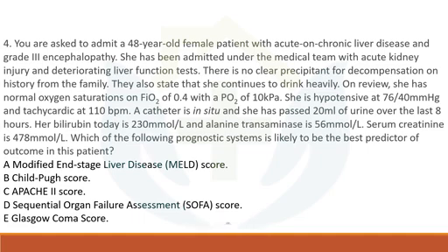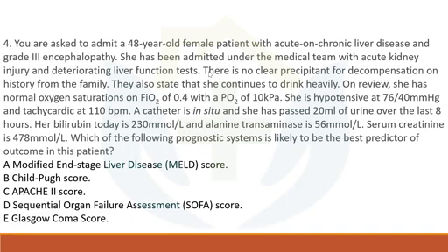Okay, so in this question, the most important part of the whole story is the last line. What is the last line? Which of the following prognostic systems is likely to be the best predictor of outcome of this patient? So it is not asking you about the liver. They are asking how you would prognosticate the patient. It's about prognostication. The word prognostication is very important.